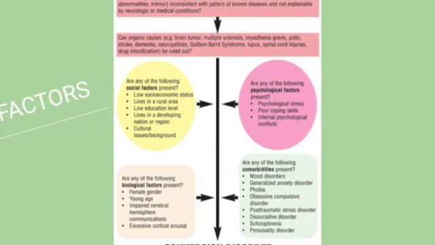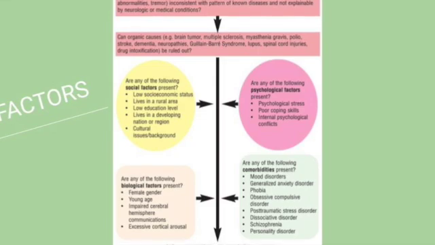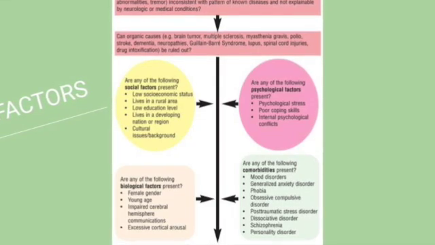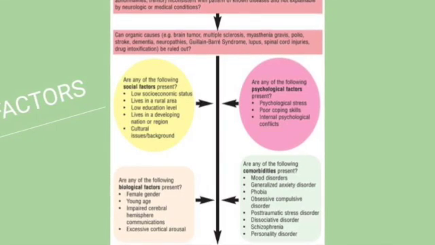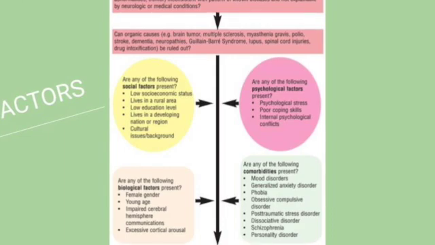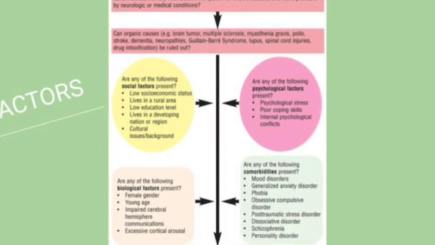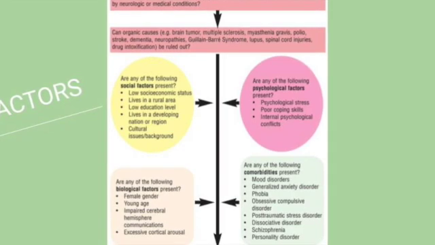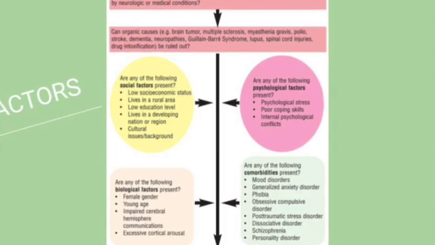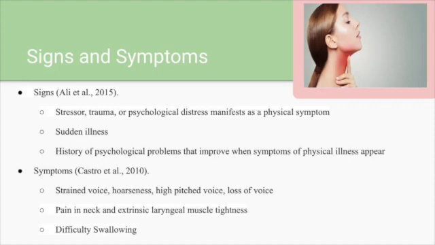Additionally, we will look at psychological factors, which are psychological stress, their ability to cope with the stress, and what internal psychological conflicts they are having in their life, as well as biological factors, which are female gender and young age. And additionally, we will look at comorbidities. So are there mood disorders, phobias, obsession, post-traumatic stress disorder, schizophrenia, what other things go along that may impact this disorder? So now that we looked at some of the factors and causes of conversion aphonia, we're going to look at some of the signs and symptoms.